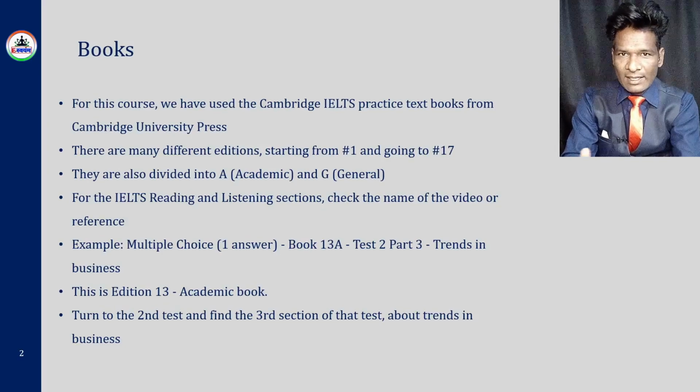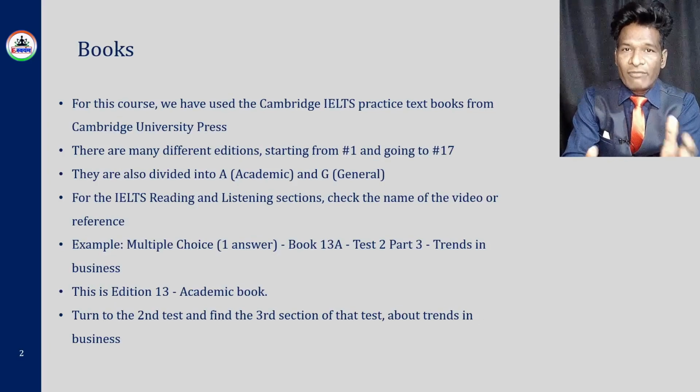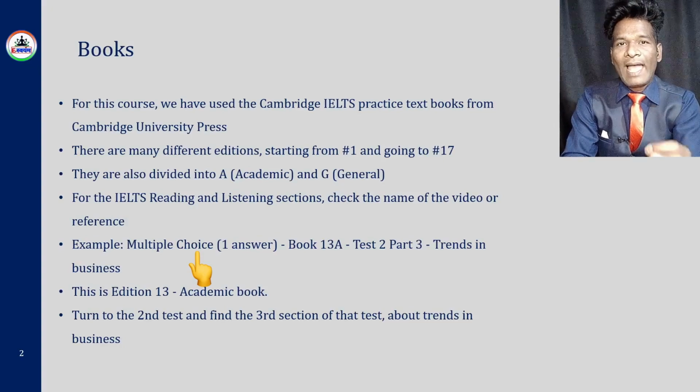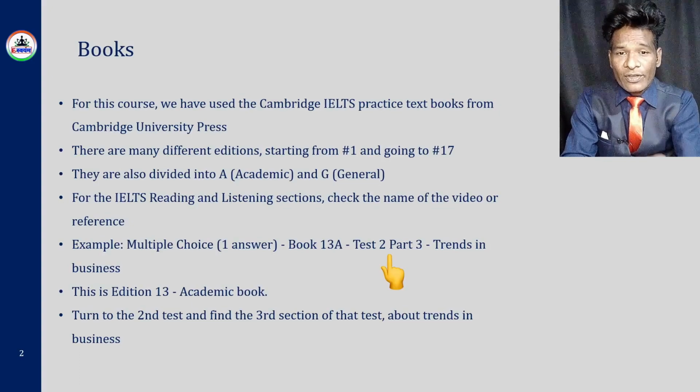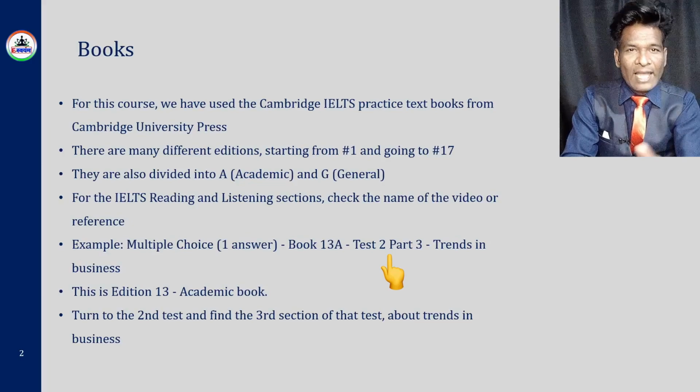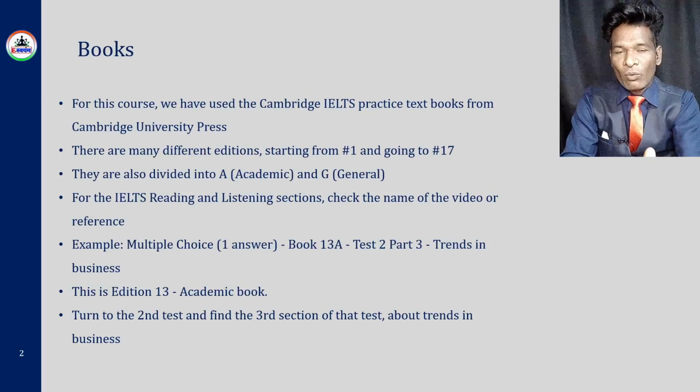And we can take an example to make it clear. So what you can see in blue is the name of the video. So what does that mean? So the first part is multiple choice question 1. That's the type of the question that we'll be working on. And the 13A means it's book edition 13. A is academic. And then you'll turn to, in that book, the second test, and the third part of that second test, and you'll find out it is all about trends in business. That's the topic, to make sure that you found the right test.